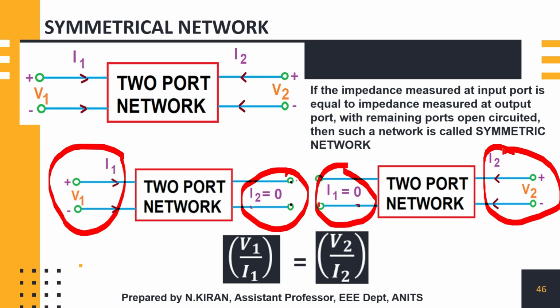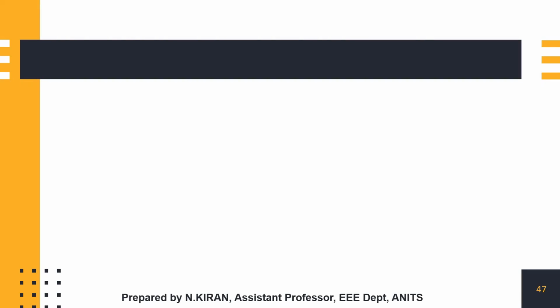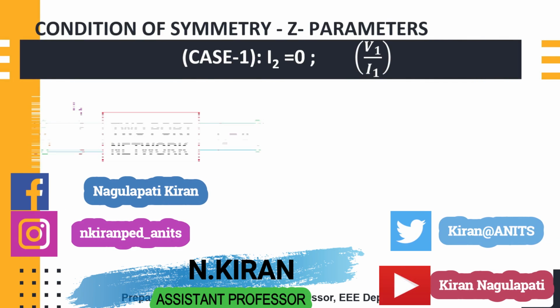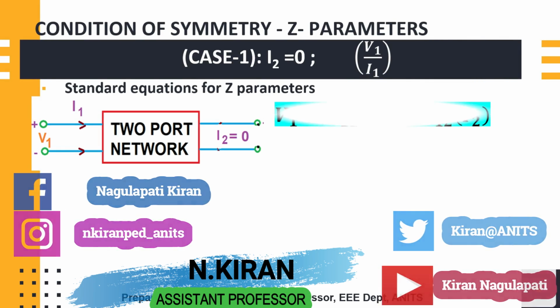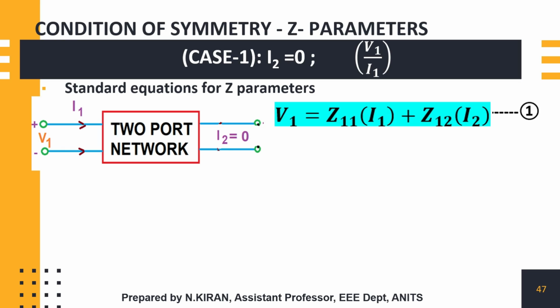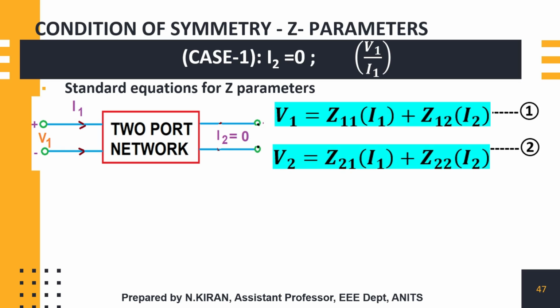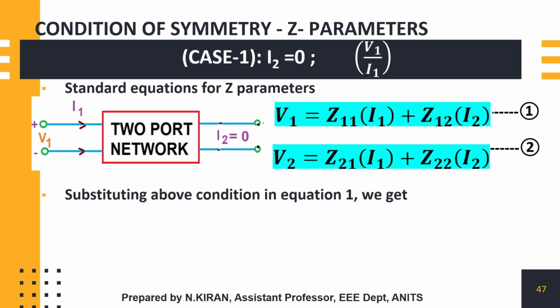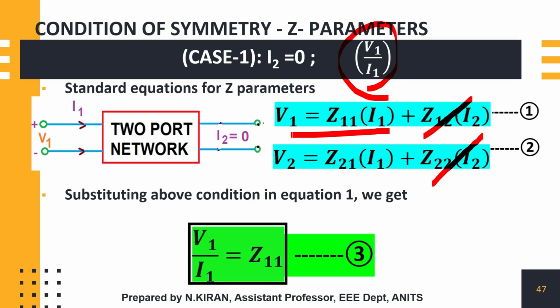So now let us derive the condition of symmetry for all the four parameters. First let us derive the symmetric condition for Z parameters. Here the standard equations for Z parameters I consider as equations 1 and 2. Now on substituting the condition I2 equal to 0 in both the equations, these two terms become 0. Since my objective is to find the ratio of V1 by I1, I'll get that directly from the first equation as V1 by I1 to be Z11.